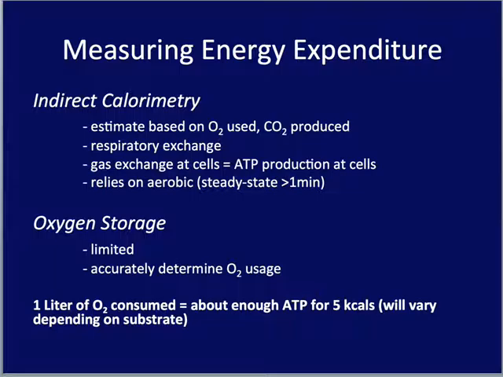So indirect calorimetry is going to be based on the amount of oxygen that we use and also the CO2 that's produced. And from this, we can get what's known as the respiratory exchange ratio, or RER. And this can be an indirect way of looking at the gas exchange at the cells, and also the ATP production, our high energy phosphate production at the cells.